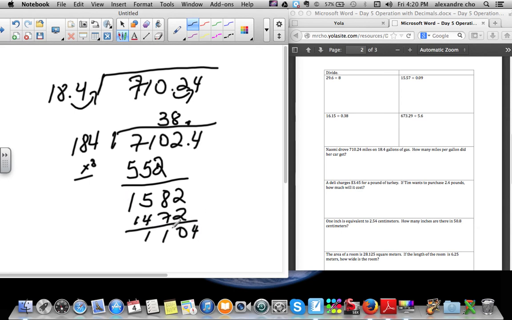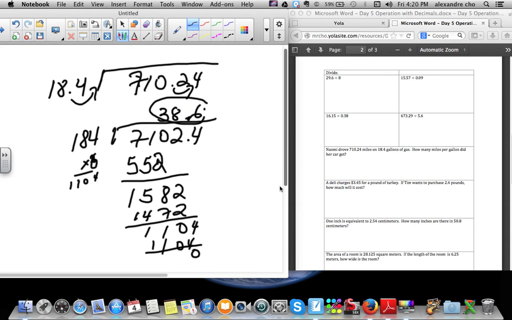Bring the 4 down. 184 goes into this. Oh my God. 5 times 46. I think it goes 6 because 6 times 4 is 24, goes 2, 48, 50. Oh, how about that? 6 times exactly. 1104. So she has 18.4 gallons of gas, so with each gallon she was able to drive 38.6 miles. Each gallon took her 38 miles.